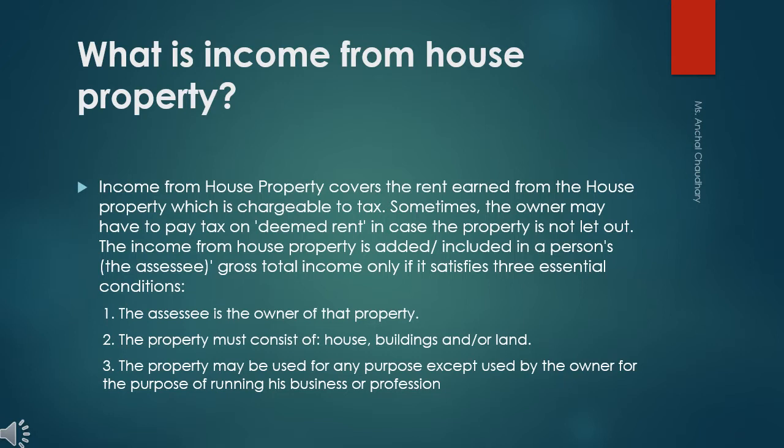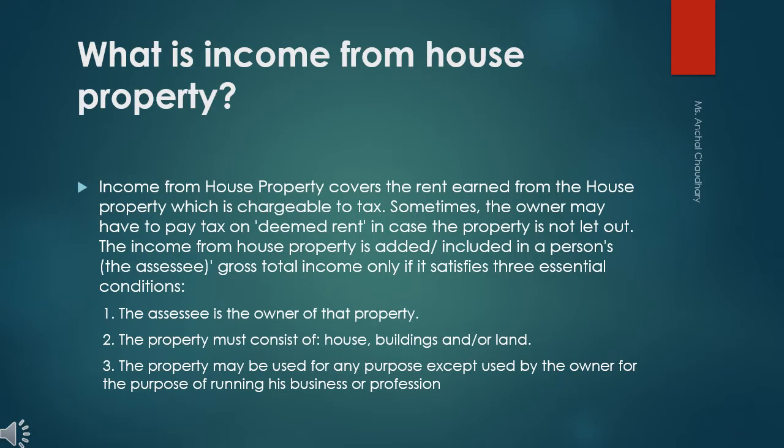Sometimes the owner may have to pay tax on deemed rent in case the property is not let out. The income from house property is included in a person's gross total income only if he satisfies three essential conditions. These are the three conditions which an assessee should fulfill. First, the assessee is the owner of that property. So it is important that the assessee should be the owner of that property.